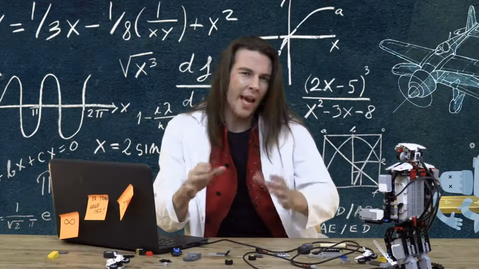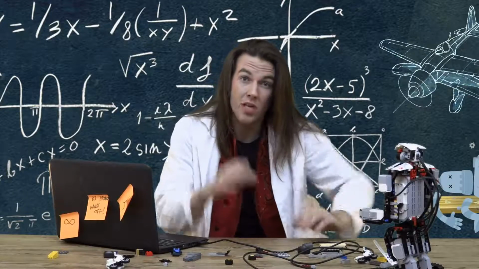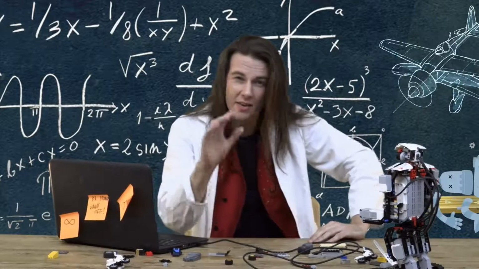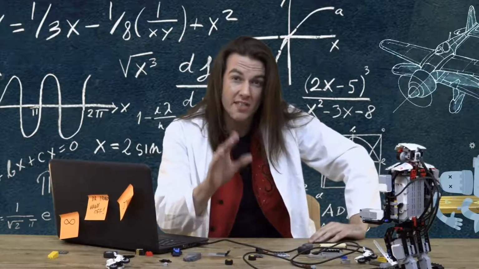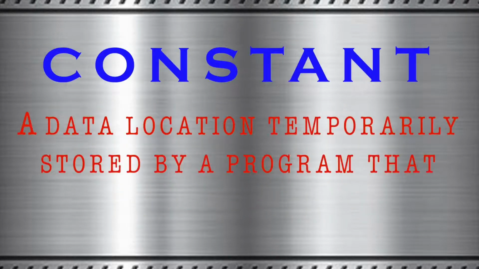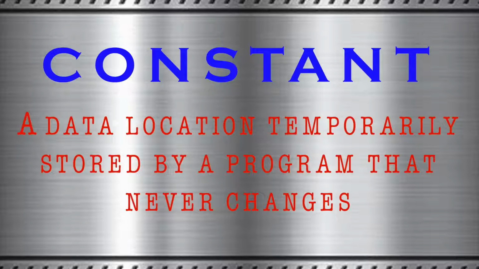It's much more simple, and once you understand how to program a timer, you will someday be able to program a full clock. But first, there are a few new terms that we need to learn. A variable is a piece of data temporarily stored by a program that can change while the program is running. A constant is a piece of data that is stored by a program that remains the same while the program is running.